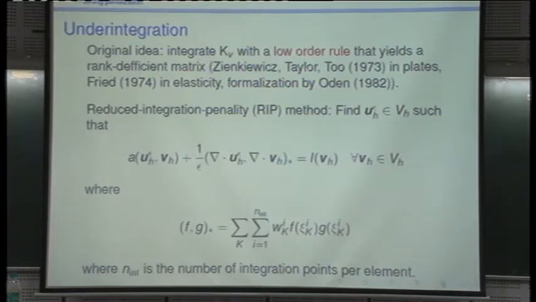So it was originally introduced by Zienkiewicz, Taylor, and Too early in '73. Then in plates, Fried, and then in elasticity, and formalized by Hughes and Owen. Okay. Well, the final method was called reduced integration penalty method. And the idea is to find the velocity such that this equation holds. But you see there is a star here. And that star means that this is not computed exactly, but using a low order quadrature with a certain number of integration points, nint. Okay, that's called under integration, the RIP method.